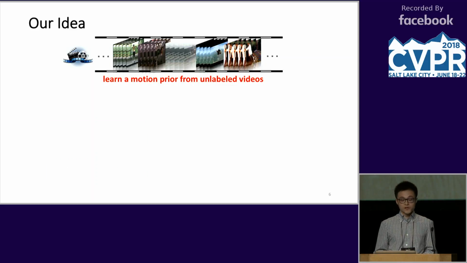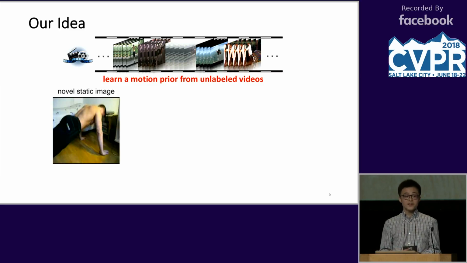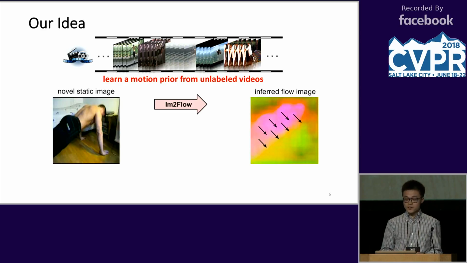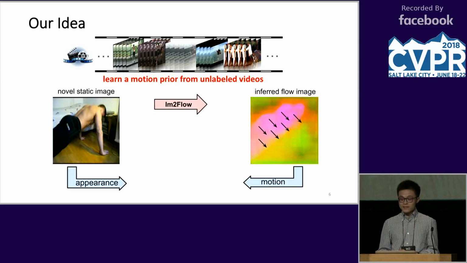Our idea is to learn from massive unlabeled videos and accumulate the visual motion prior by watching videos. Then, given only a static image, we can use our ImToFlow network to transfer the learned motion from videos to static images to hallucinate their motion. Finally, by combining the appearance from the original static image and the motion from the inferred flow image, we can leverage the predicted motion to help recognition.